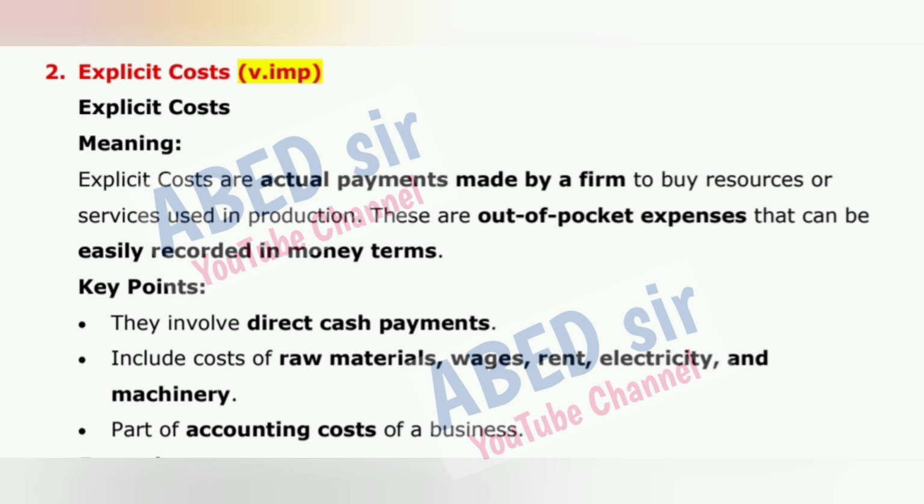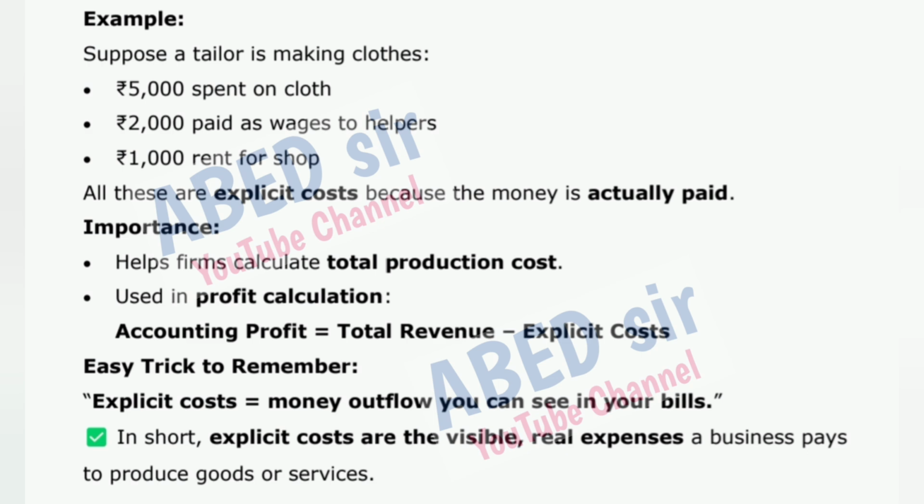Key points: they involve direct cash payments. They include costs of raw materials, wages, rent, electricity, and machinery. They are part of accounting costs of a business. Example: suppose a tailor is making clothes. 5,000 rupees spent on cloth, 2,000 rupees paid as wages to helpers, 1,000 rupees rent for shop. All these are explicit costs because the money is actually paid.